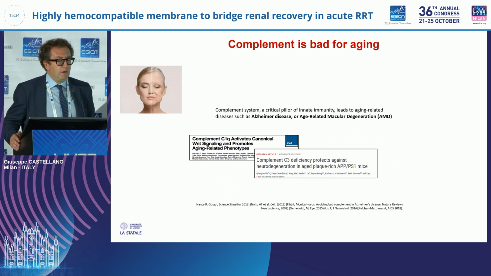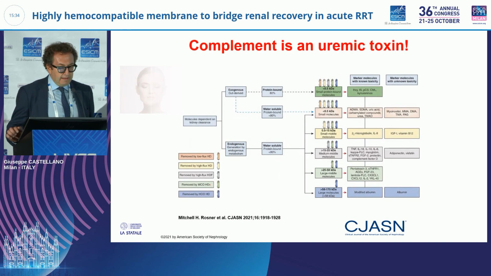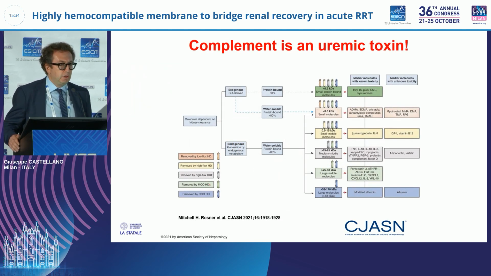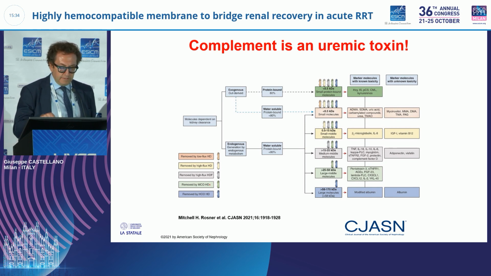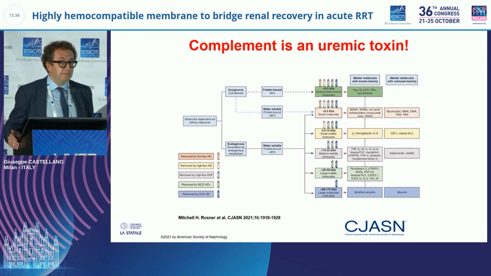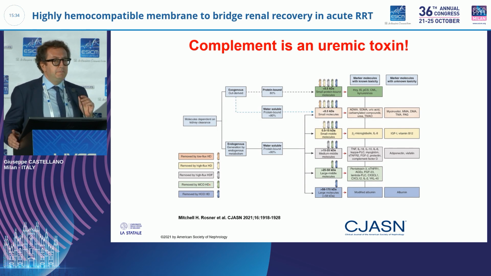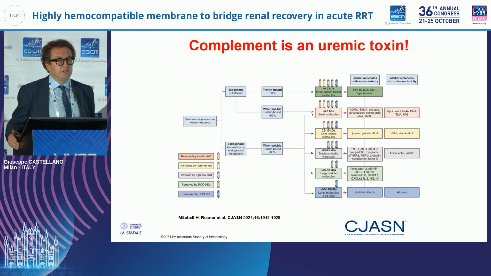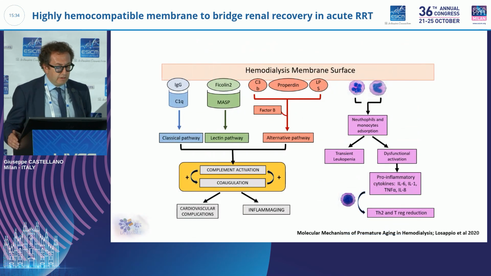Thinking about the complement, now we know that the complement is bad for aging, and this has been demonstrated in different settings, like in Alzheimer's disease, in age-related macular degeneration. And also recent data put the complement in the uremic toxins. So we can really say that complement is a uremic toxin, because recently complement factor D and complement-like pentraxin 3, that is a complement activator, have been recognized as uremic toxins. So we have to be careful that these systems are not activated in the acute setting.